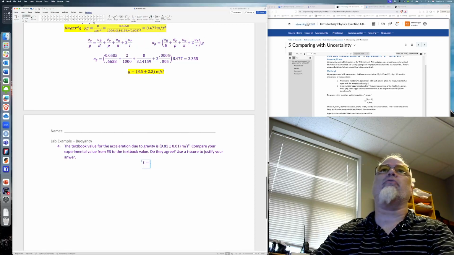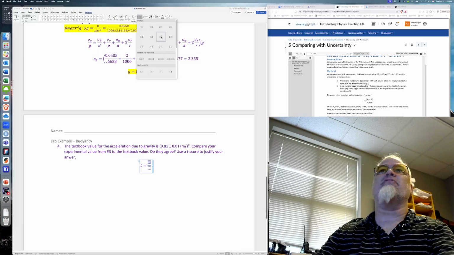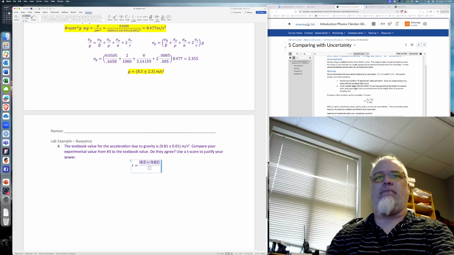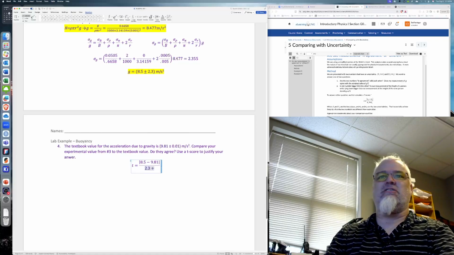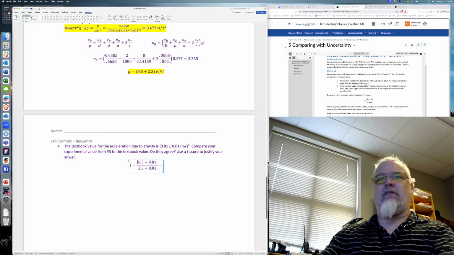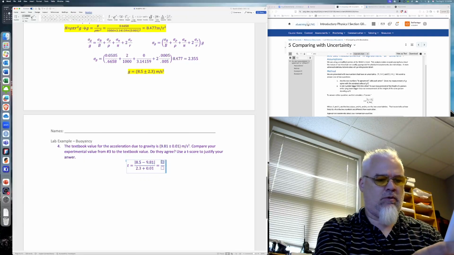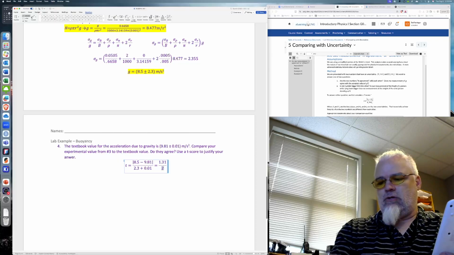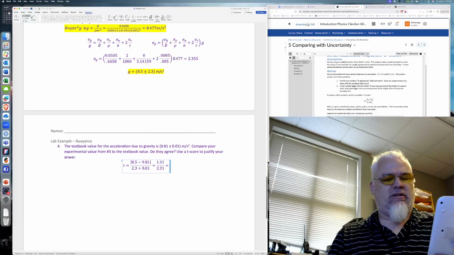So to calculate a t-score, we say the t-score is equal to the absolute value. Remember, that means if you get a negative, you drop it. The absolute value of 8.5 minus 9.81. That is the value that I got minus the expected value, divided by the uncertainty in the value that I got plus the uncertainty in the expected value. So that's equal to 8.5 minus 9.81 is negative 1.31, but we drop the negative. So 1.31 divided by 2.31 equals 0.57.